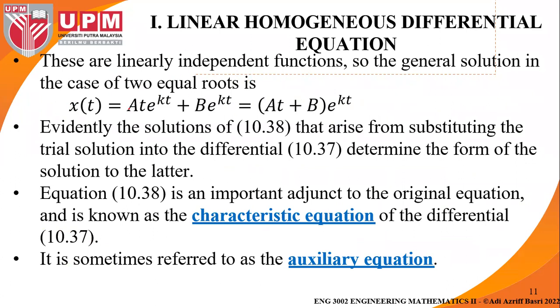So the general solution for the case of equal roots is x(t) equal to A exponent kt plus B t exponent kt, which equals (At plus B) exponent kt, taking out the exponent kt. The form of solution that arises from substitution of the trial solution determines the equation 10.3, which is an important adjunct to the original equation and is known as the characteristic equation of the differential equation. Equation 10.73 is sometimes referred to as the auxiliary equation.